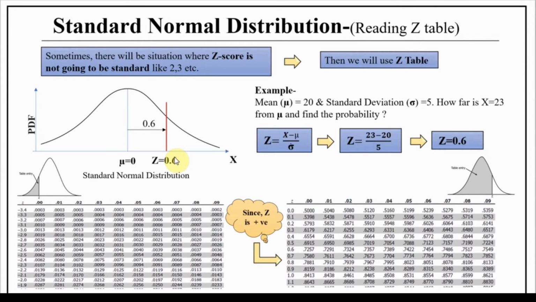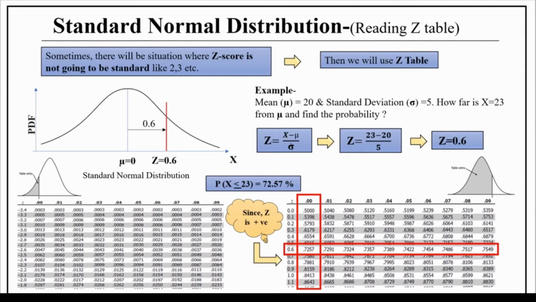Since the G value is 0.6, it is positive, so we will use the table on the right hand side. Here G is equal to 0.6, so we will search for the row where G is equal to 0.6. Since there is no number in the second decimal place of G, we will select the 0.00 column. If there is some number in the second decimal place, for example 3, then we will select the 0.03 column. At the intersection of the row and column, we get the probability for the given G.